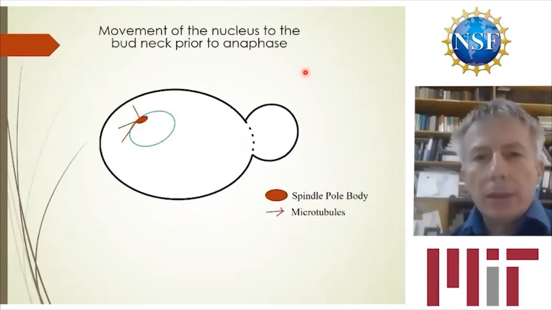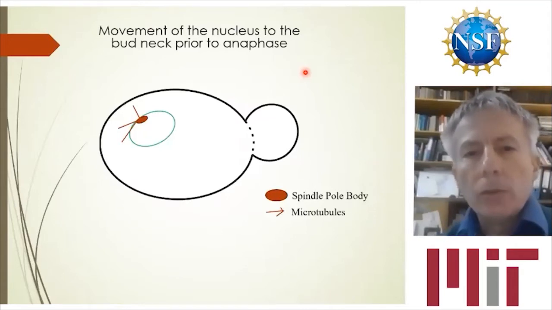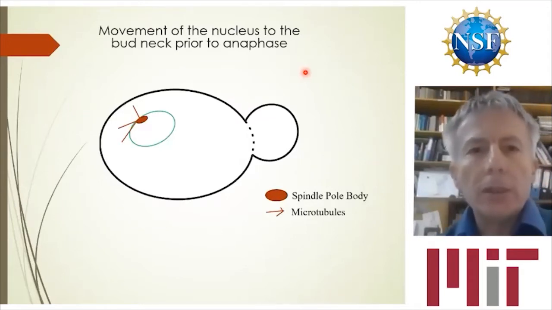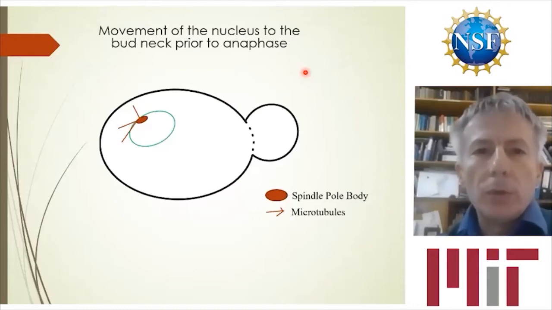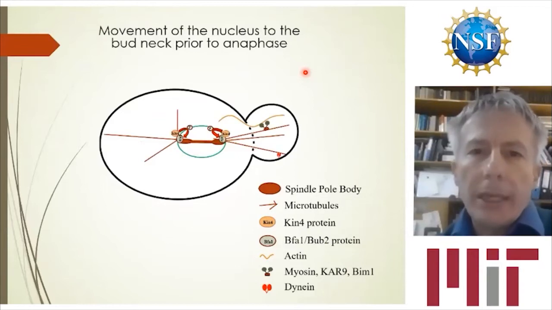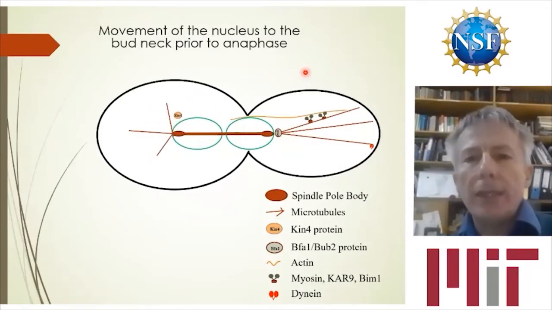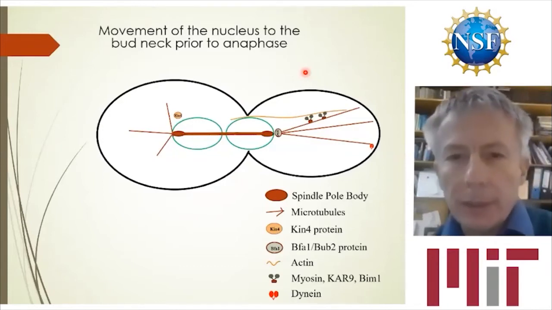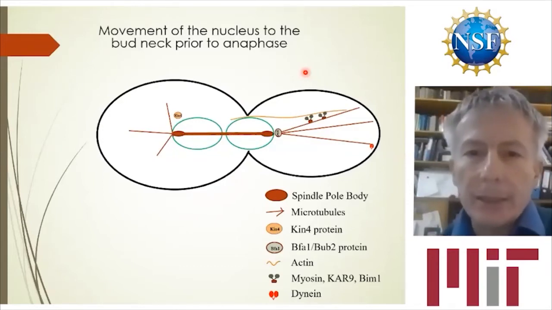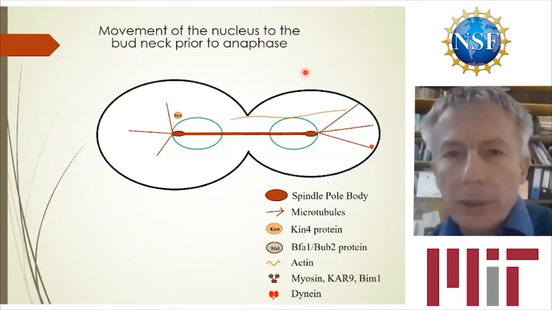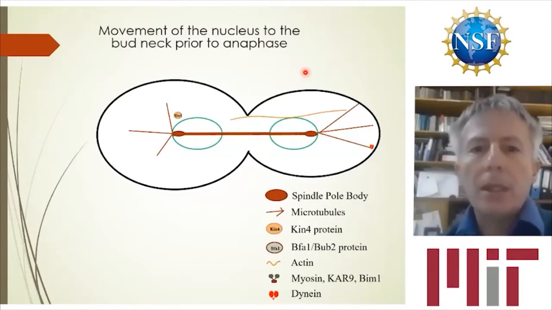Usually the budding yeast have a mechanism to prevent multinucleation. They have a mechanism which moves the nucleus to the bud neck prior to anaphase. And this allows, when the nucleus divides, both of them to go into different cells, the daughter and mother cells. And it seems that in the DIA2 deletion strains, this process is somehow abrogated.